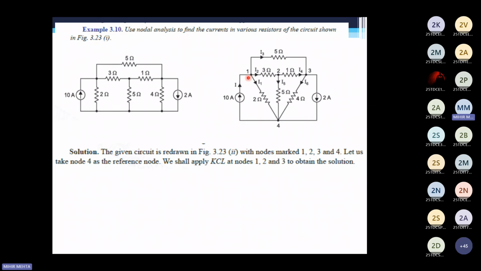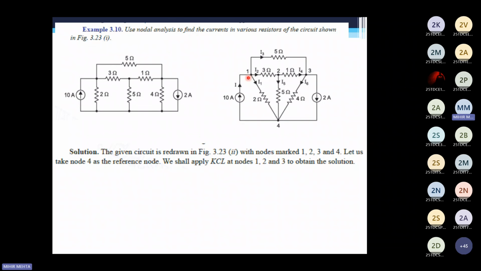So your 10 amperes is the entering current, which would be equal to the current which is leaving, that is I1 plus I2 plus I3. So you can write this equation as 10 is equal to I1, which is V1 minus V4 by 2, plus I2, which is V1 minus V2 by 3, plus I3, which is V1 minus V3 by 5. So this would be the equation for your node 1.